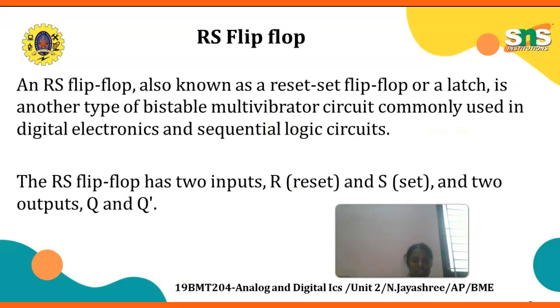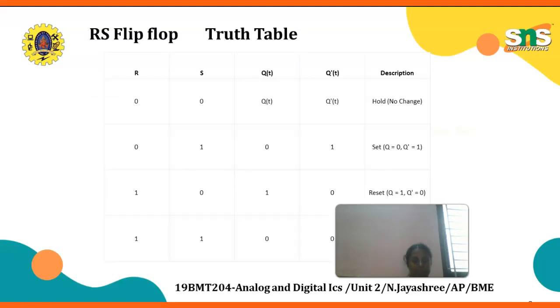I will repeat this. Let us see the summary of this RS flip-flop. The RS flip-flop is known as the set-reset flip-flop, another type of bistable multivibrator circuit used in digital electronics and sequential circuits. The RS flip-flop has two inputs, set and reset, and two outputs, namely Q and Q bar. This is the RS flip-flop truth table. R and S are the two inputs, and Q and Q bar are the two outputs: 0 0, 0 1, 1 0, 1 1.